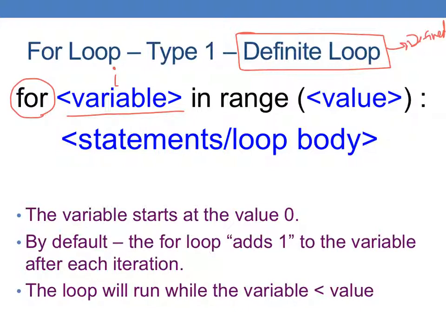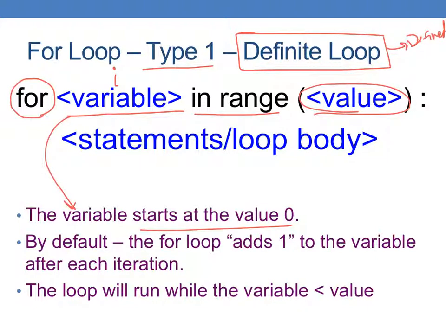In this specific type, remember there are 3 types of for loops, this one says for your variable value in range, and you put in another value. The variable that you input here is always going to start at the value of 0. And in this type of for loop, by default, the for loop adds 1 to the variable every time it runs an iteration through the loop. So every time it runs this set of code in the statements or the loop body, it's going to add 1 to I and loop back up to the top.